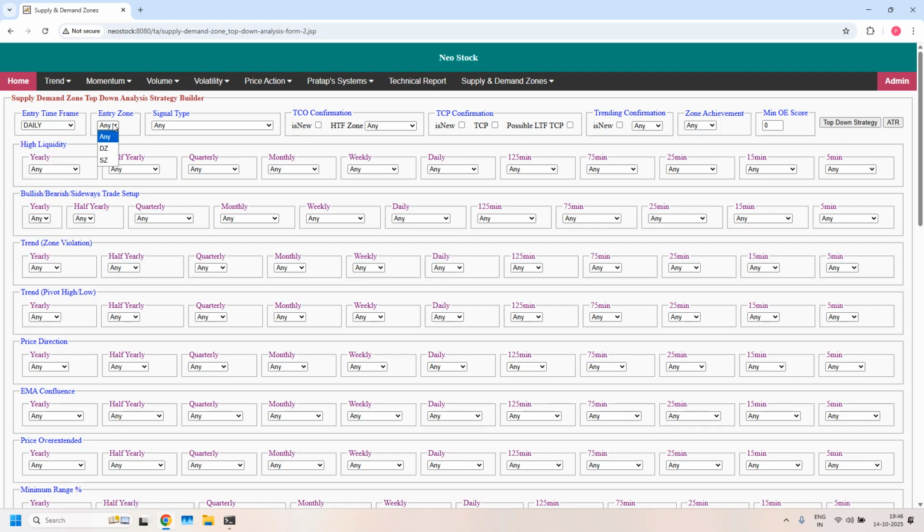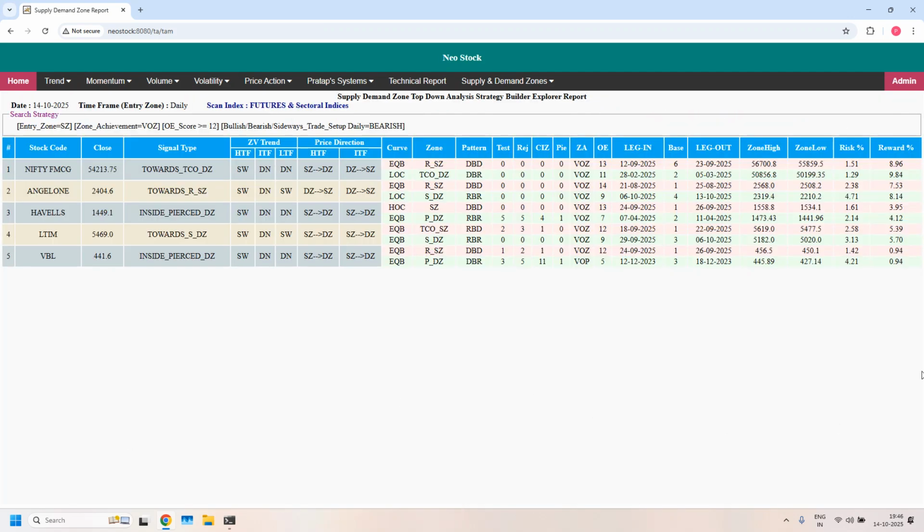Entry time frame daily, entry zone supply zone. Bullish or bearish at daily, I am selecting bearish. Zone achievement VOZ, minimum odd enhance score 12. Let's filter. We got 5 stocks. Entry time frame zones are daily supply zones for monthly income trade, bearish trade setup.